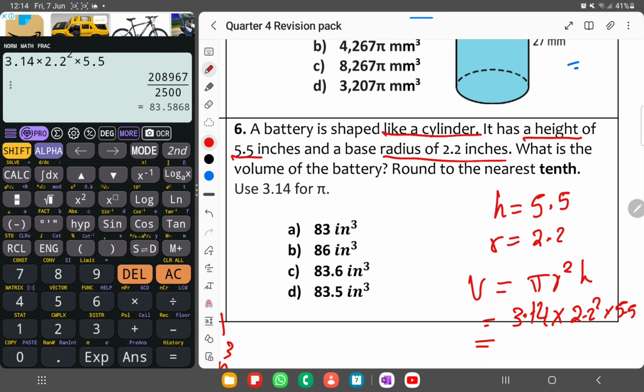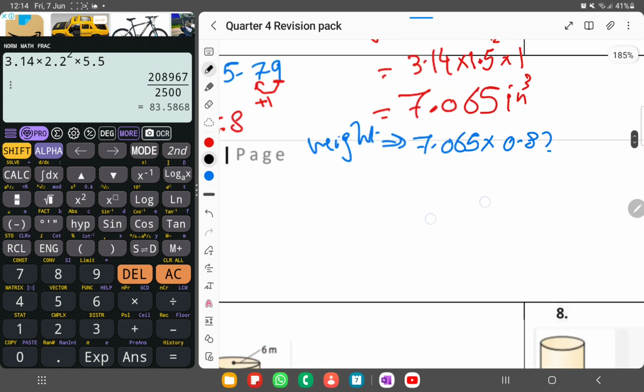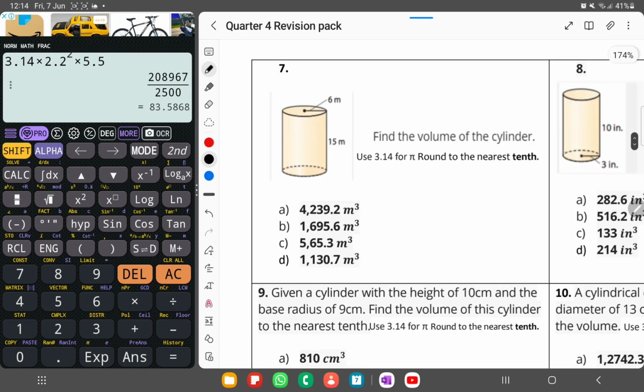So what is the answer? 83.58. He said to the nearest tenth. So here is the tenths. The 8 is strong. We'll give 1 to the 5, so it's going to become 83.6. Very good. Find the volume of the cylinder. The same idea. So I will leave for you question 7. Radius is 6. Height is 15. Can you get the volume?